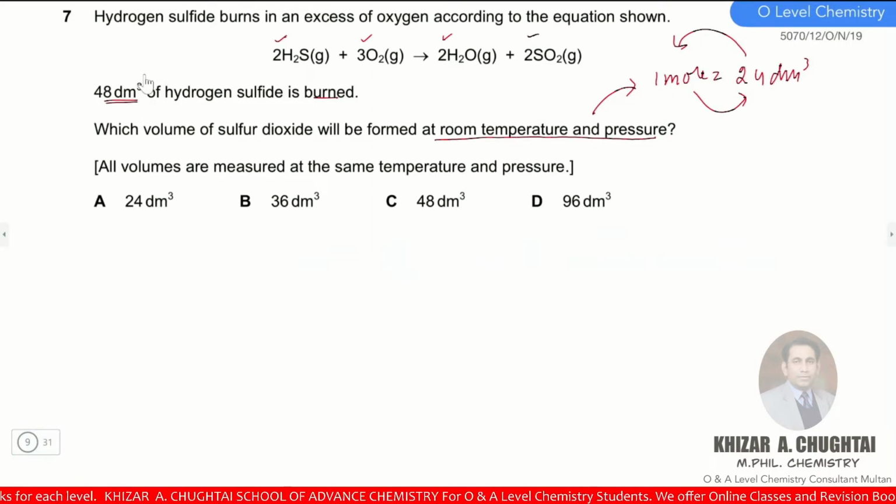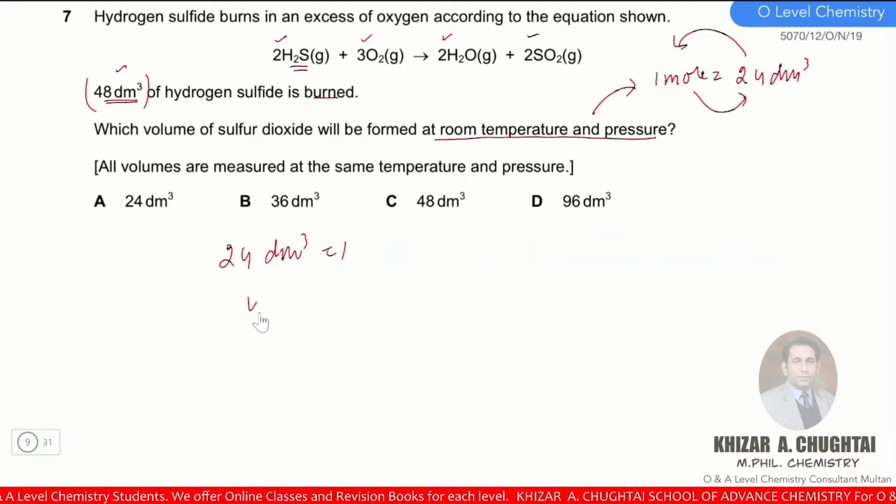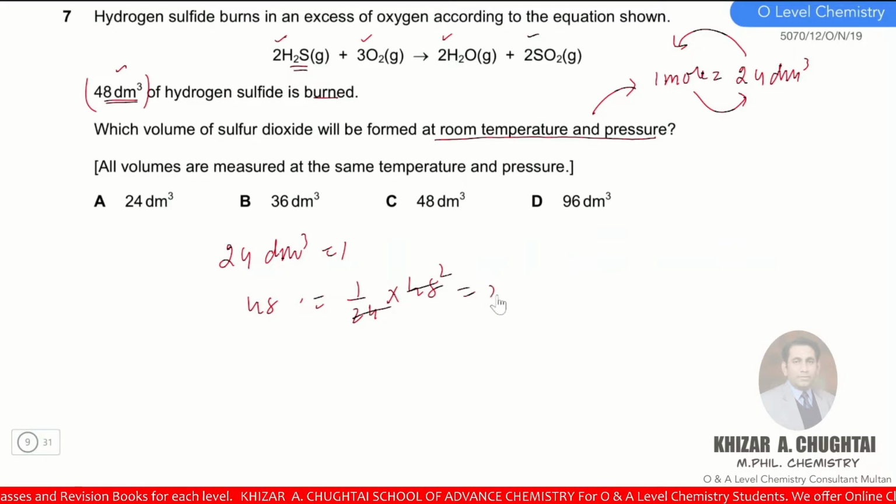You know that here is 48 dm cube of H2S, hydrogen sulfide, that is going to burn. So I'm going to change it into moles. As I told you, 24 dm cube is equal to 1 mole, and 48 dm cube will be equal to 1 over 24 into 48, I mean 2 moles. So in this case, he is using 2 mole of H2S.